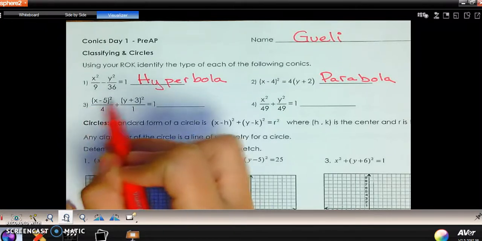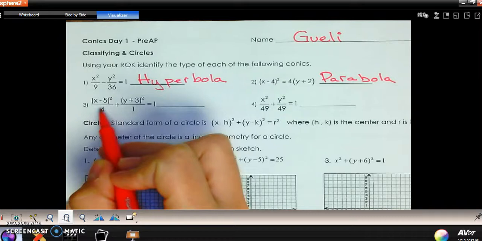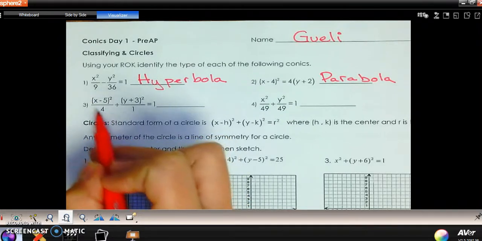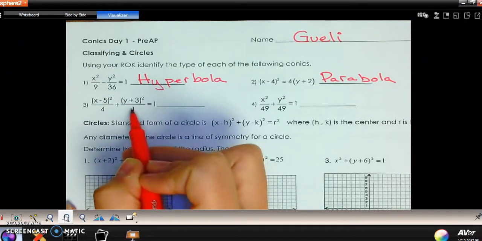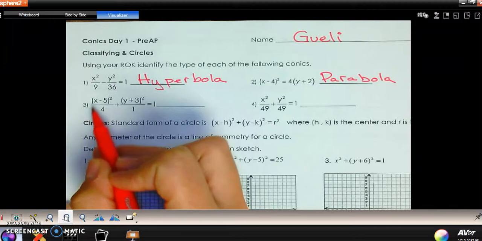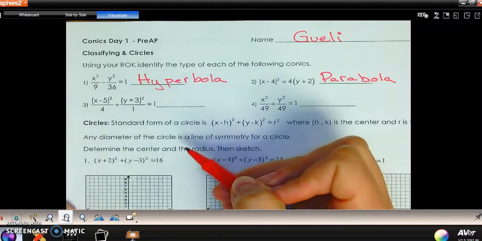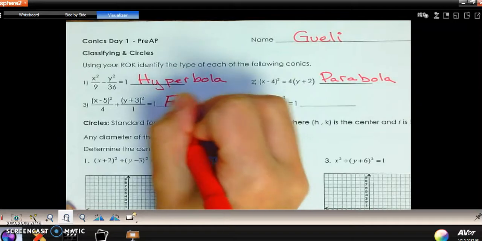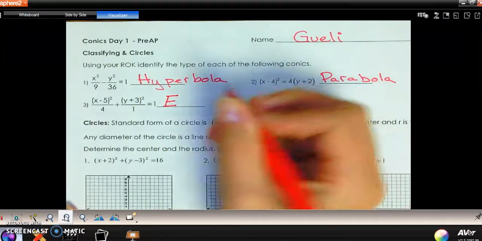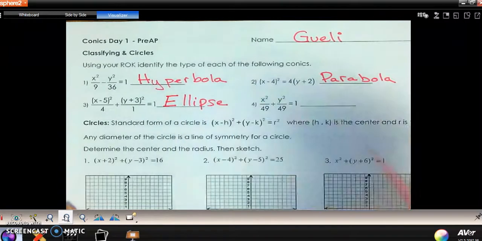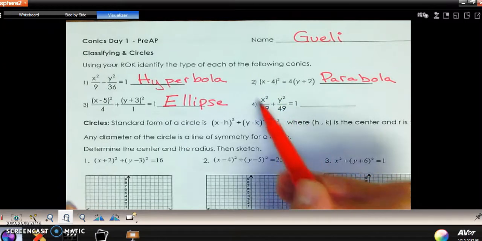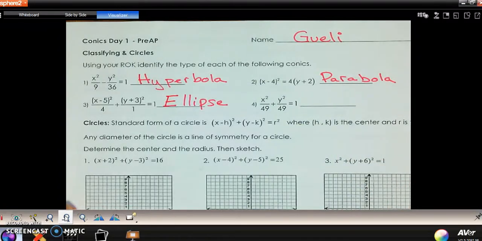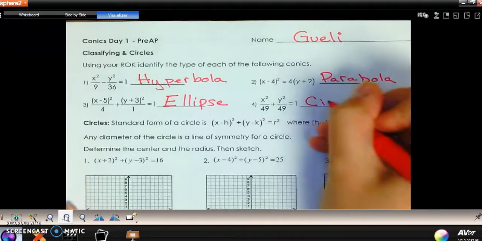If you FOILed this out, you'd end up with an x squared divided by 4. In other words, the coefficient would be 1/4. And then I'd have a y squared divided by 1, so the coefficient would be 1. Well, 1/4 and 1 are not equal coefficients, so we would say this is an ellipse. So an ellipse for that one. And then finally, here you have two squared terms. They are both positive, and the coefficients are the same. This would be a coefficient of 1/49th. So that tells me that this one is a circle.